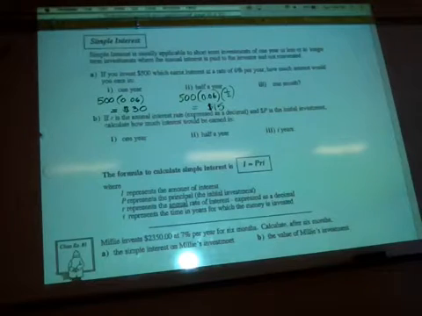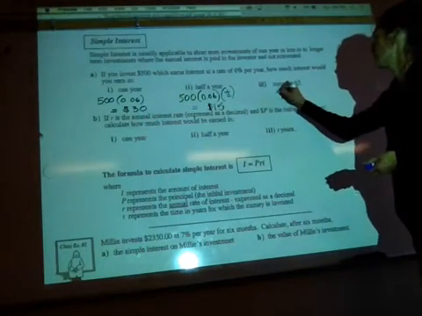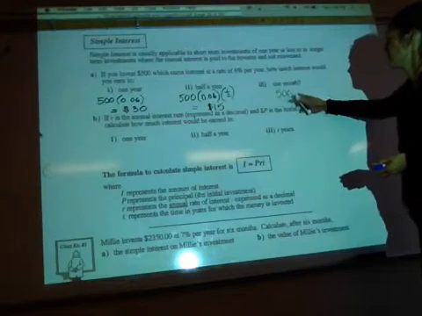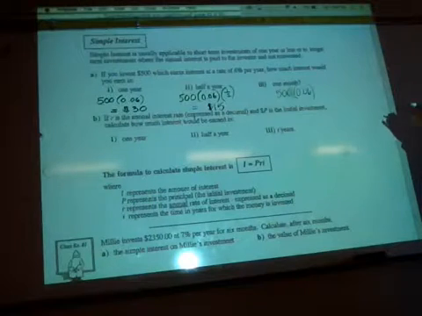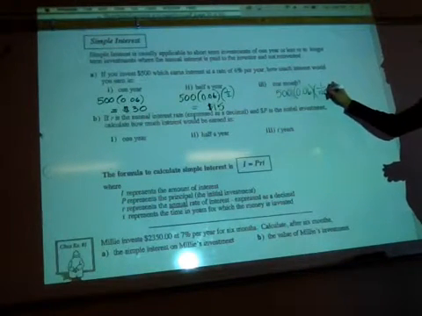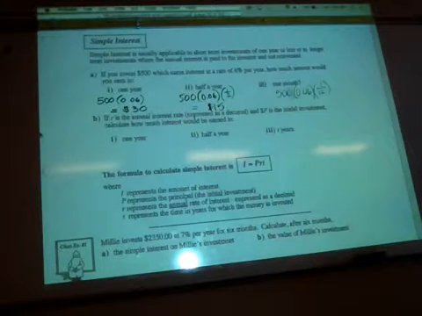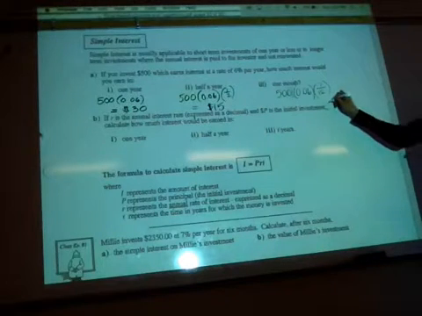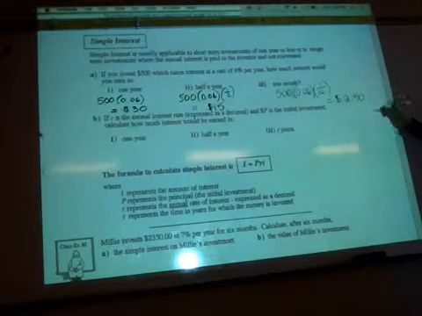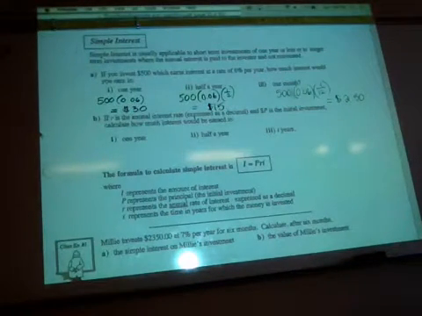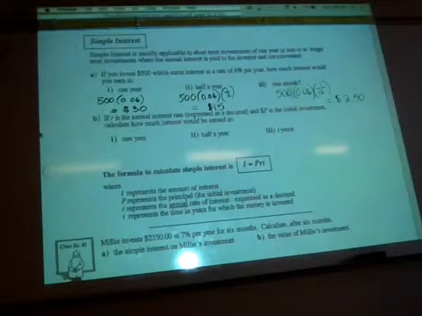Then if we calculate how much interest will be earned for just 1 month, we're going to multiply 500 times 0.06, and for 1 month, that's going to be 1 out of 12 months. And if you multiply that, $2.50. So it might seem like a little bit of money, but in a month, instead of having $500, you now have $502.50. So you're earning a little bit.